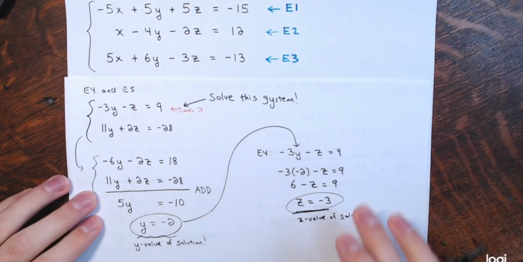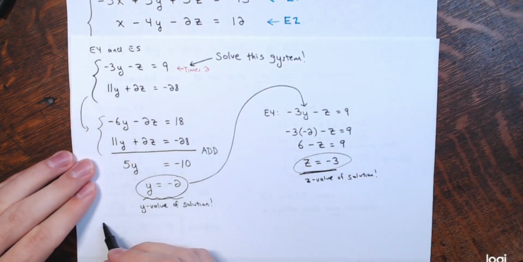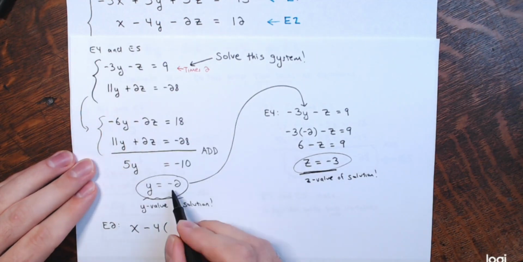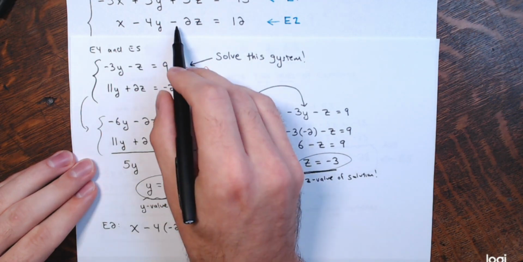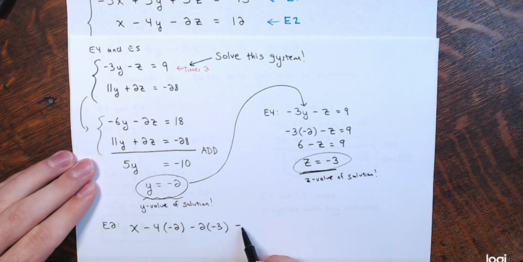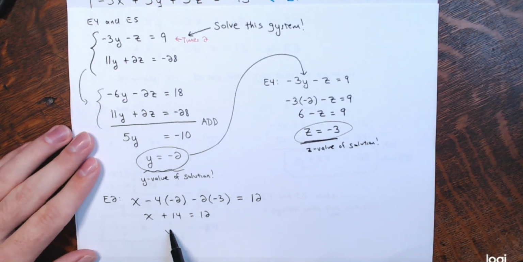So now let me just go back to equation 2 here. Equation 2 will be easy because it's just got 1x. So if I go back to equation 2, we'll have x, then minus 4y, so minus 4 times -2, then minus 2z, so minus 2 times -3 for z, equals 12, right? And we solve this for x. Well, this will be x, and then we have plus 8 plus 6, that's x plus 14 equals 12. x must be -2 if I subtract 14.